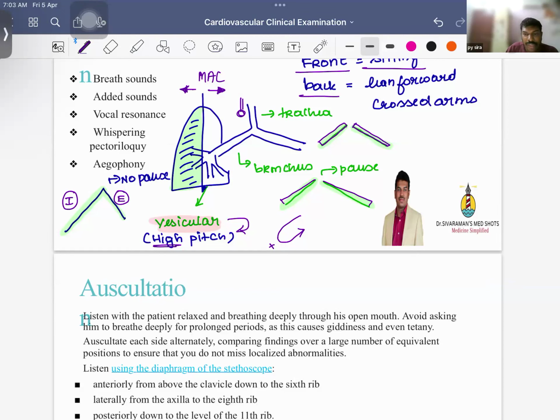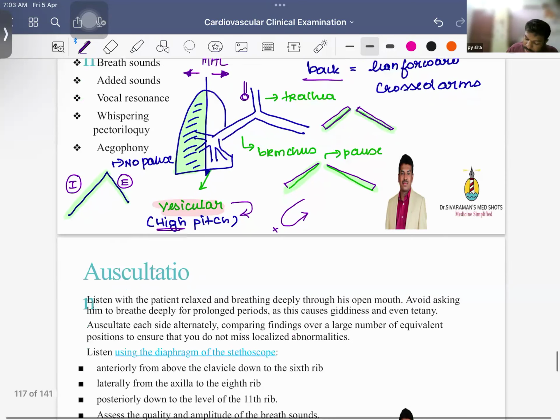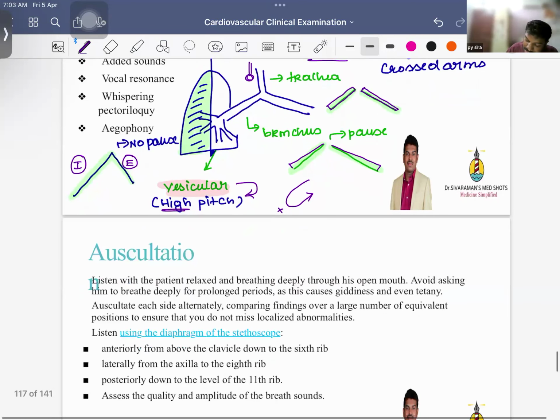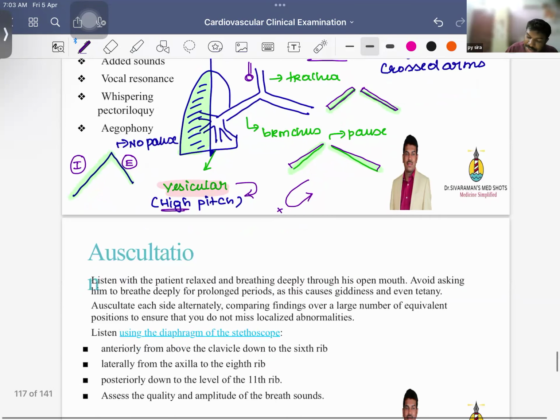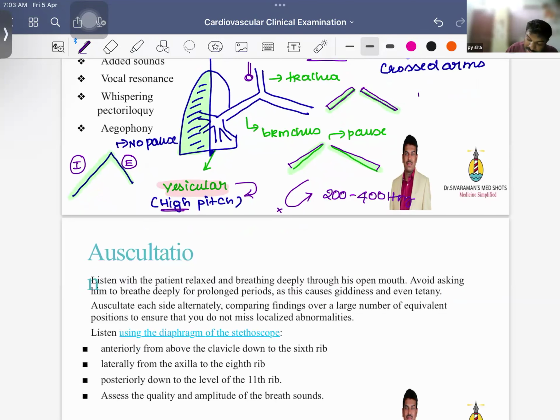Whenever the air is in the smaller airways, these smaller airways have a sound frequency of around 200 to 400 hertz. In larger airways, it goes up to 2000 hertz. It may be heard, but if you do hear it, tell me. Because when it comes to smaller airways, the sound gets dampened, so the frequency becomes less there.